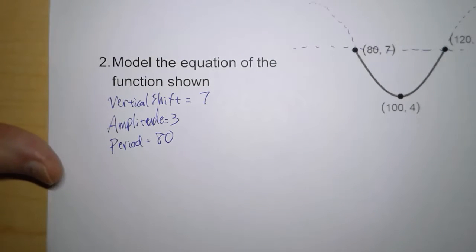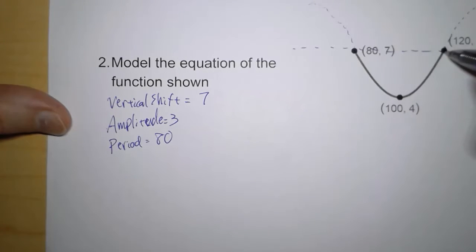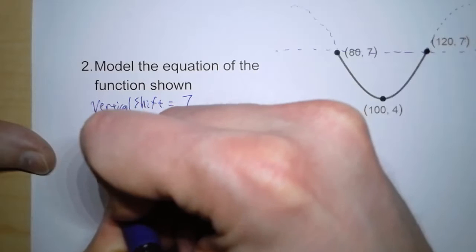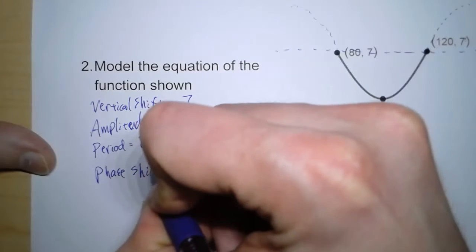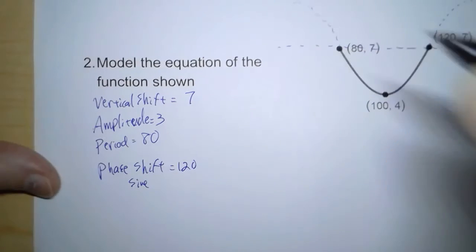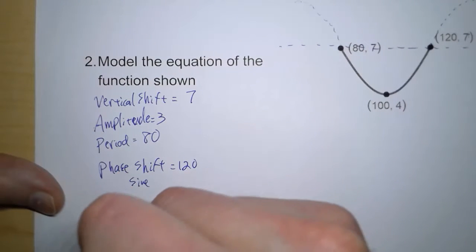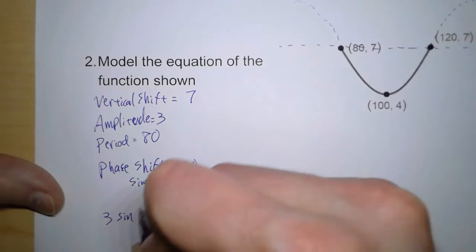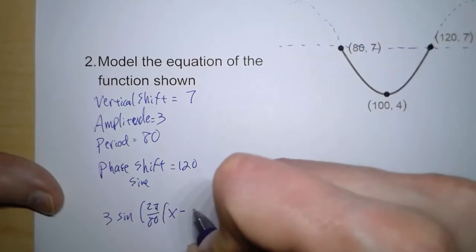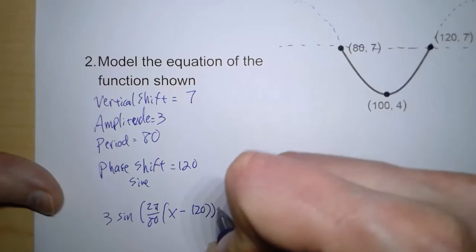And so finally, what's the phase shift? If we're talking about the phase shift for sine, that's going to be right here, because sine starts in the middle going up. So here's our phase shift for sine, and that's going to be 120. So our equation is going to be 3 sine of 2 pi over 80 times x minus 120, plus 7.